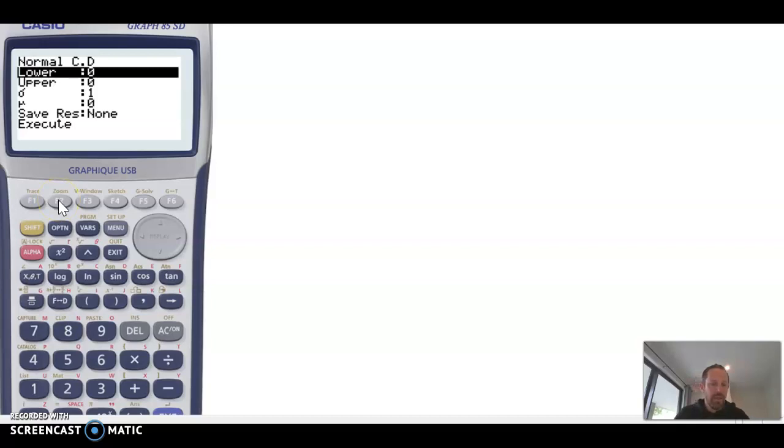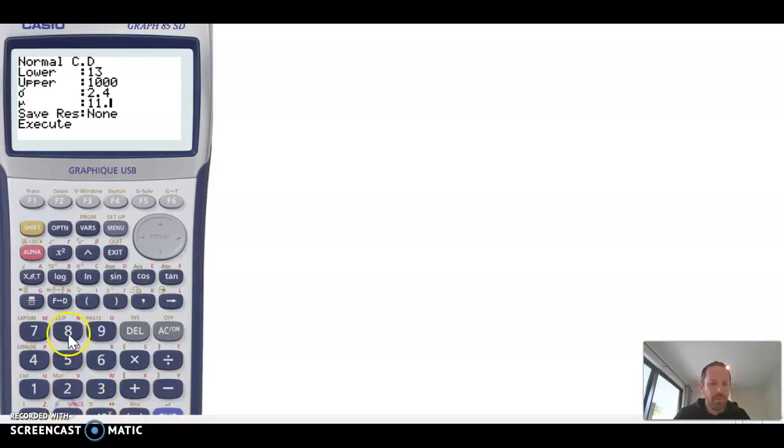But the lower amount would be 13. If I want to know the probability that someone can remember 13 or more, the lower amount is 13. Upper amount would be a big number like 100 or 1,000. The standard deviation is that symbol there, and that was 2.4 for memory. And the mean, that was 11.8.